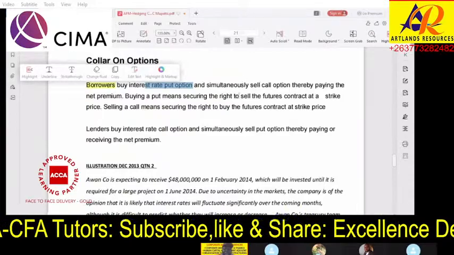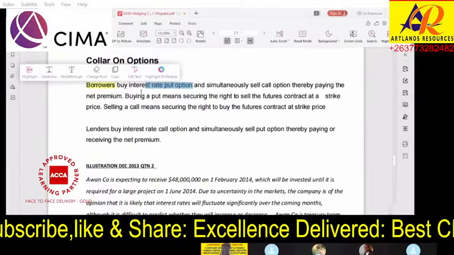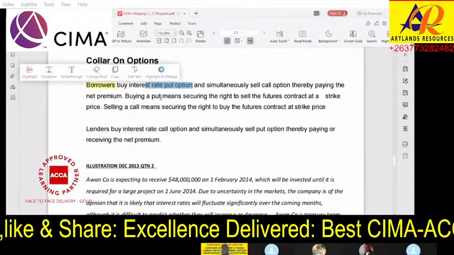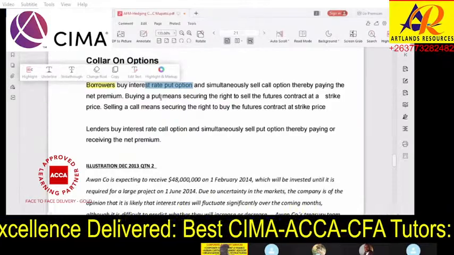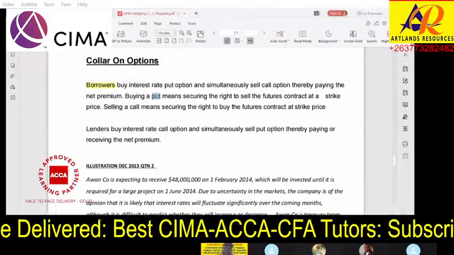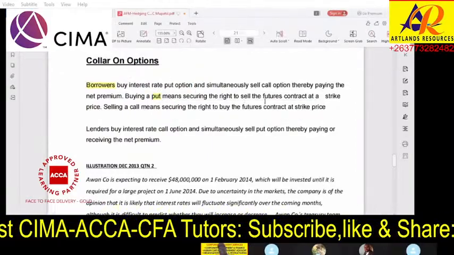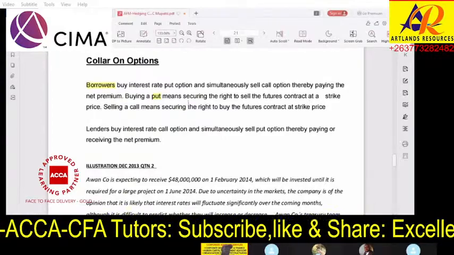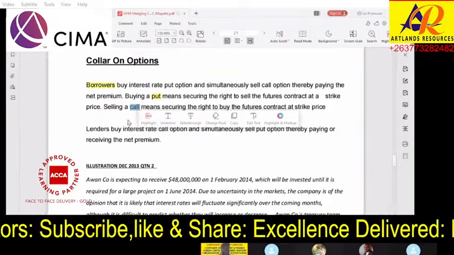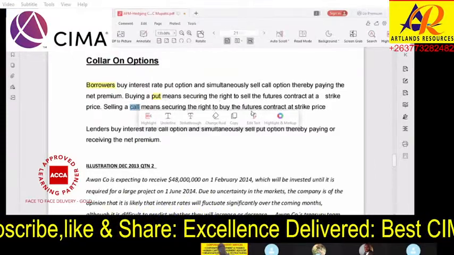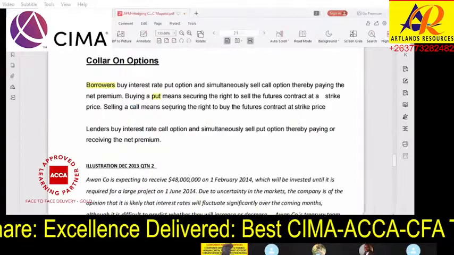But you need to understand what I mean by buying a put in a collar arrangement. Buying a put means securing the right to sell the futures at a strike price. Remember, put means right to sell. So when I say buying a put, you are securing the right to sell futures at a strike price. Selling a call means securing the right to buy futures at an option strike. No wonder we are referring to it as call.